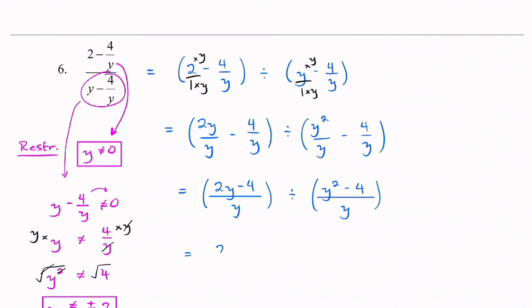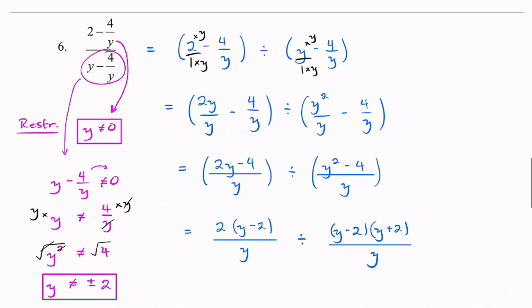So the first one, I can pull a 2 out, and I'm going to have a y minus 2 left over, divided by y. And then in our second term, this is actually a difference of squares. So it's going to give me a y minus 2 and a y plus 2, and again, all being divided by a y. So now that we've gotten to this, we can't do any canceling, but this division here, we never want to do division. We always want to change that to multiplication.